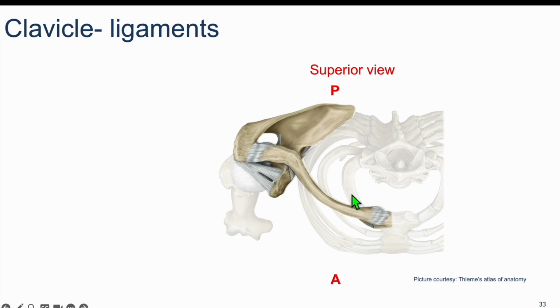Now let us see the same joint from a different view. This is a superior view picture, that is the sternal end or the medial end of clavicle. Okay, and the sternum is over there, sternum bone seen faintly. That joint is a sternoclavicular joint, and those ligamentous fibers that you're seeing, they are the sternoclavicular ligament.